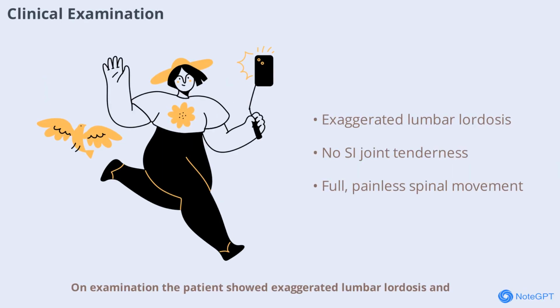Examination: the patient showed exaggerated lumbar lordosis and mild tenderness at the L4 and L5 vertebrae. There was no tenderness over the sacroiliac joints, and her hip joints were normal except for mild tenderness on the posterior aspect of both greater trochanters. Her spinal movements were full and painless, and chest expansion was normal. Diagnostic tests for sacroiliac joint involvement, such as the Faber test and pelvic compression, were negative. These findings suggested a chronic lumbosacral strain with bilateral sacroiliac arthralgia, but further imaging was needed for a definitive diagnosis.